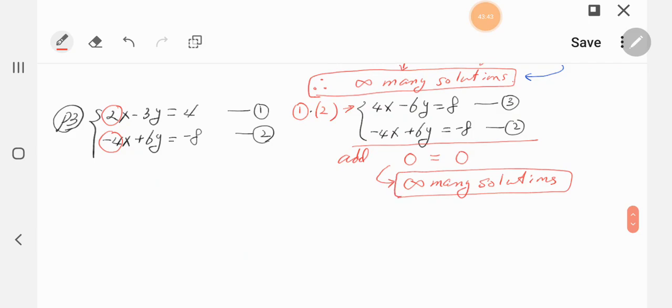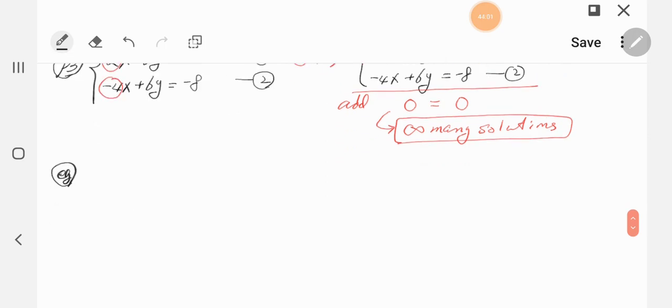Provide one x value, then you get a y value. Provide another x value, you get another y value. So there are infinitely many solutions. Why? Because the two lines are equal. All right, then let's try another example.